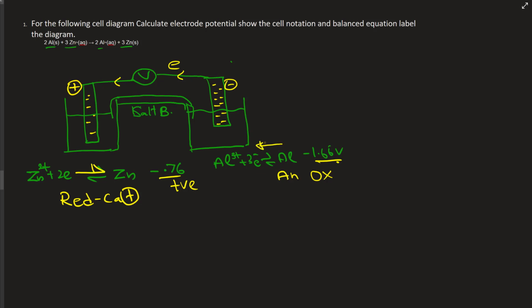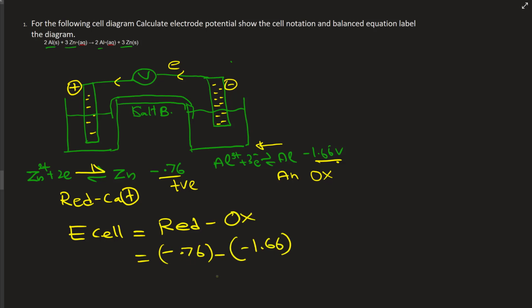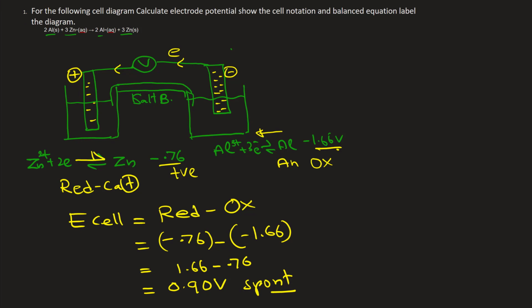Now we're going to plug in: E cell is red minus ox. So the red we figured out, minus 76, and then ox is minus 166. Minus times minus is positive, and plug and chug into a calculator, so you should get 90 volt, which is spontaneous, right? So two pieces, the cell diagram and the calculation.